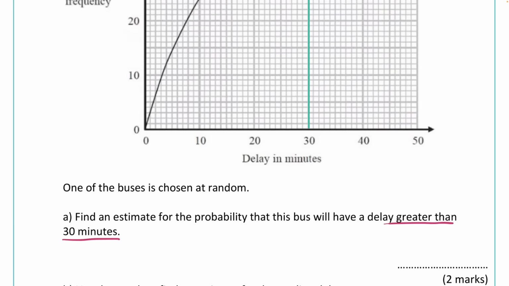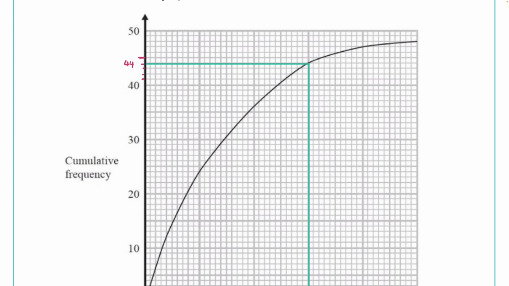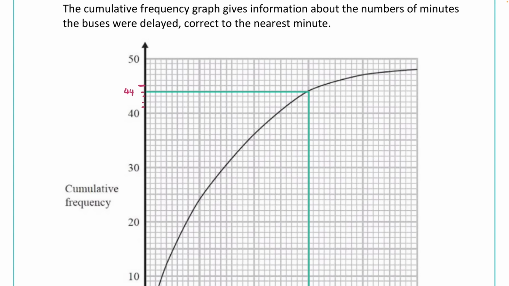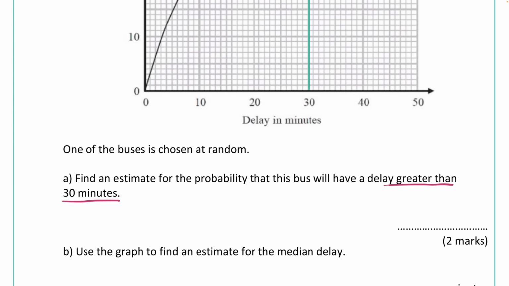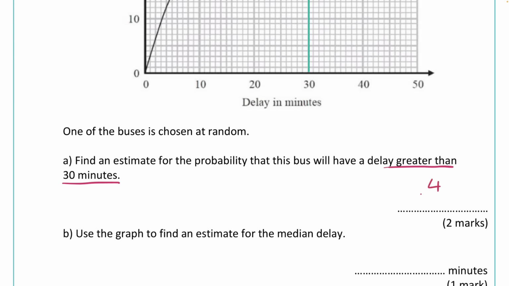Now this wants to know the probability that a bus will have a delay greater than 30 minutes. Well, if that's up to 30 minutes, and that's 44, it did tell us there was 48 in total, which you can see from the graph anyway, it only goes up to here to 48. Now the amount of buses greater than that is just this little gap here, which is a gap of 4. So the probability for that, we would have 4 buses out of 48. So 4 out of 48 would be our answer.